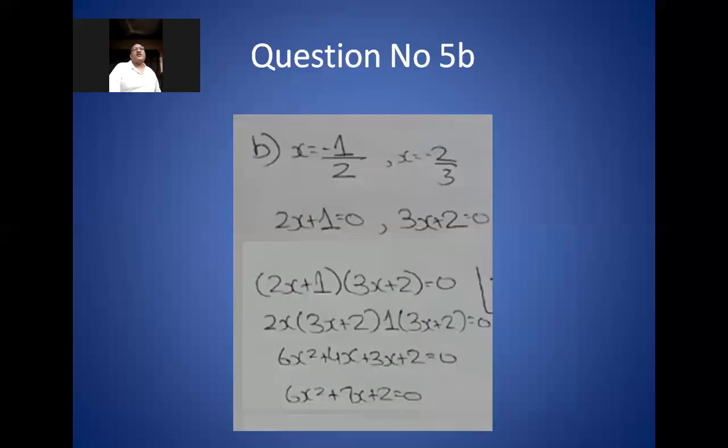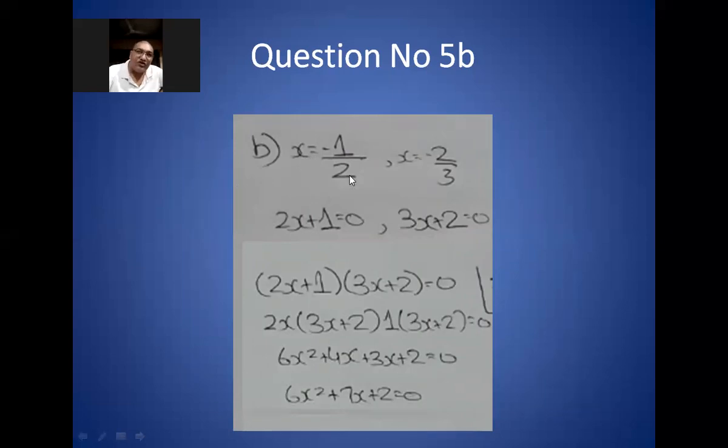Okay, so on your screen coming up, question number 5, B part, we have to find that equation whose solution is x equals to minus 1 by 2 and x equals to minus 2 by 3. So the methodology is very simple. We are going to find out that equation whose answers are these values, or whose solutions are these values, or whose roots are minus 1 by 2 and minus 2 by 3.